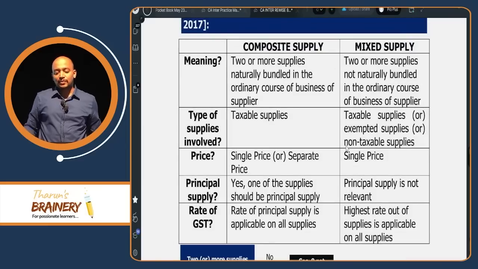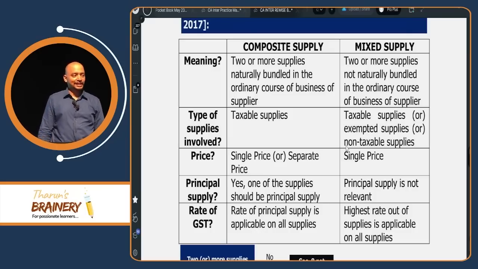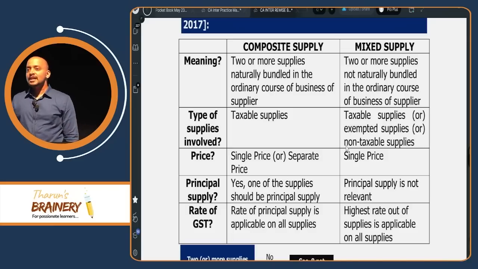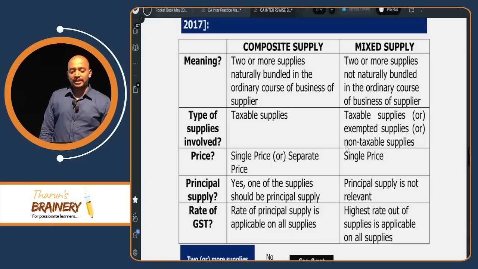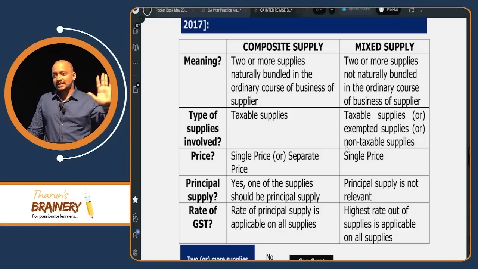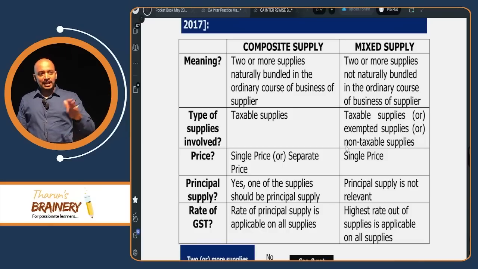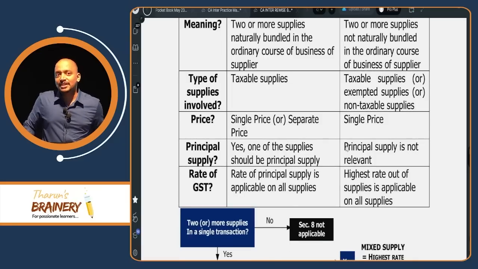Or you may get a theory question like this: distinguish between composite supply and mixed supply. So what is composite supply? 2 or more supplies naturally bundled in the ordinary course of business. Mixed supply: naturally bundled or not naturally bundled? Not naturally bundled. Type of supply involved: in composite, all must be taxable. But in mixed, it can be a combination of taxable, exempted or non-taxable. Price: how should the price be in case of composite? Either single price or separate price.